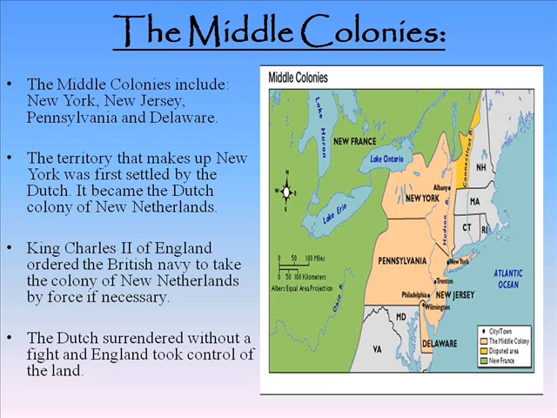Now, King Charles II of England ordered the British to take the colony of Netherlands by force, if necessary. The Dutch surrendered without a fight, and England took control of the land, and soon the colonies of New York and New Jersey would be added to the British colonies.